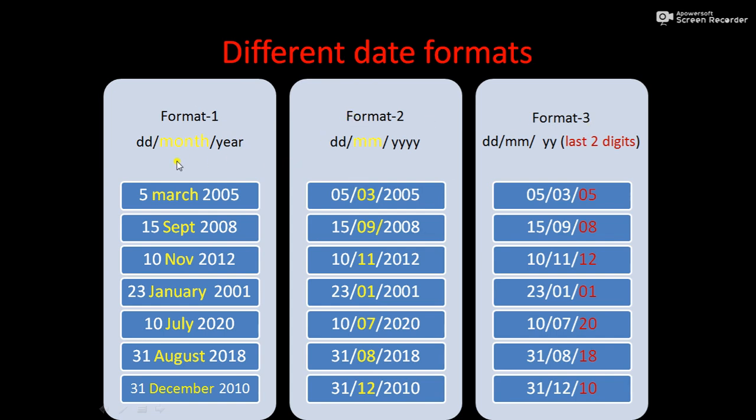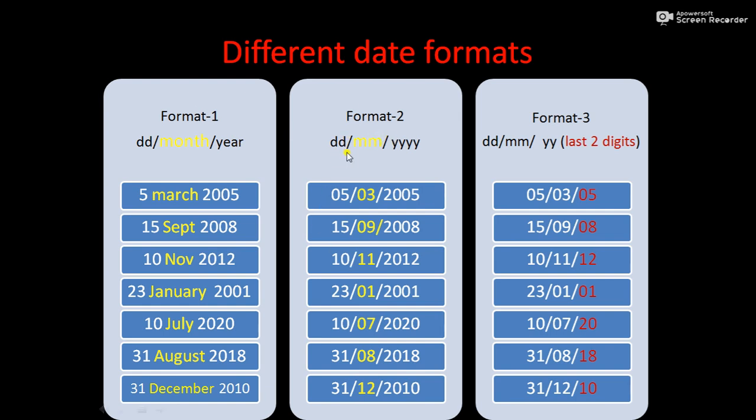Dear students, you see here in this format we write the day, then the name of the month, and then the year. Here you see I have written 5 March 2005. Here I have written the name of the month, so I have shown it in yellow highlighted color, so you can see it clearly. So 15 September 2008, 10 November 2012, 23 January 2001, and so on. So in this format I have mentioned the name of the month.